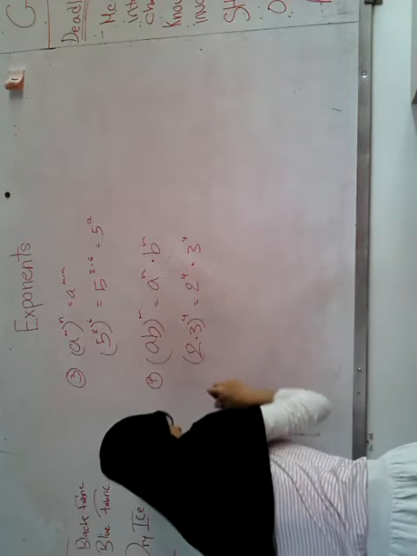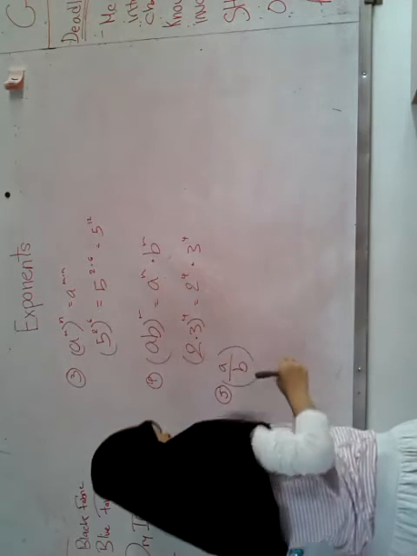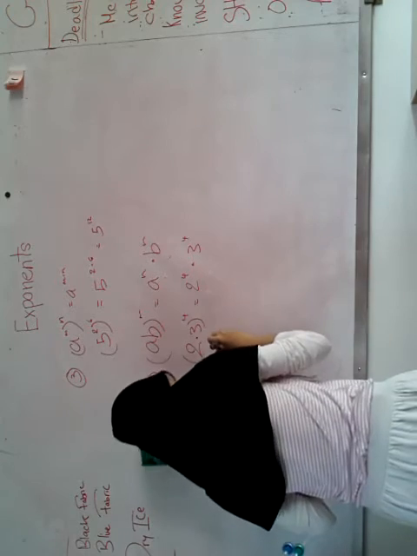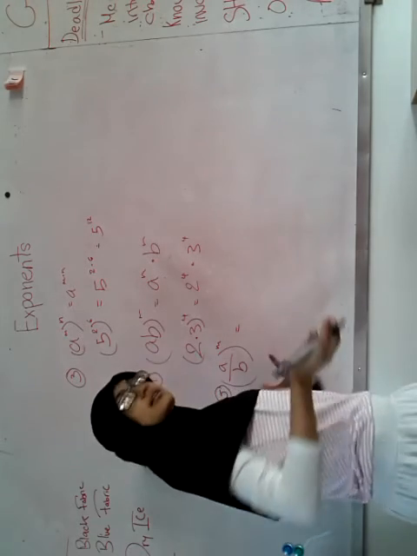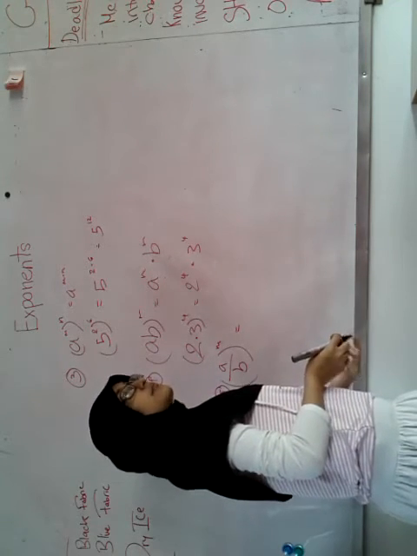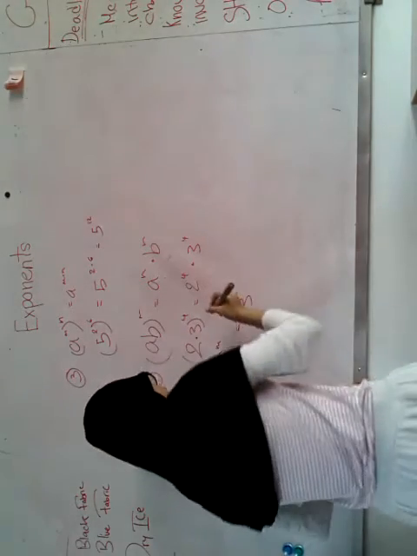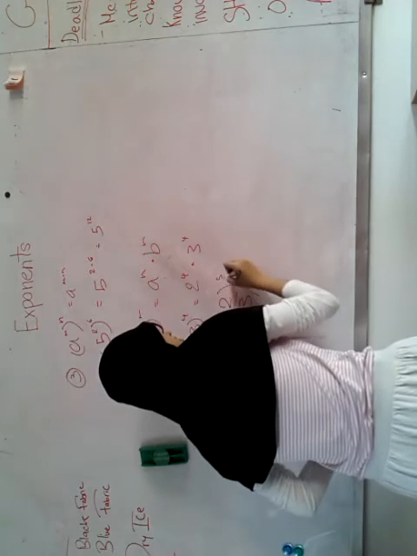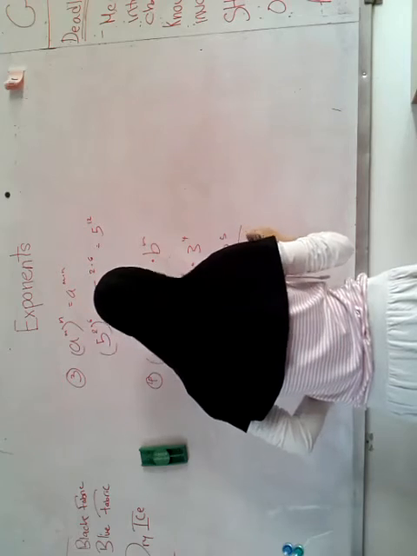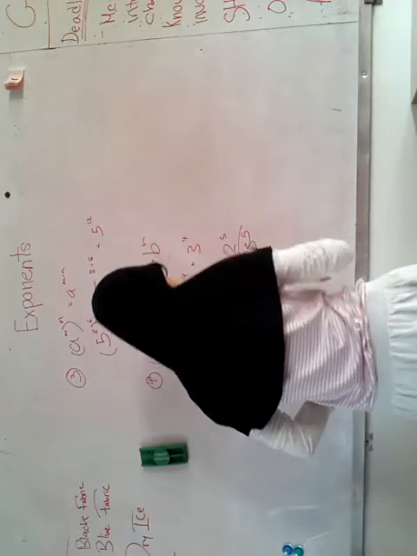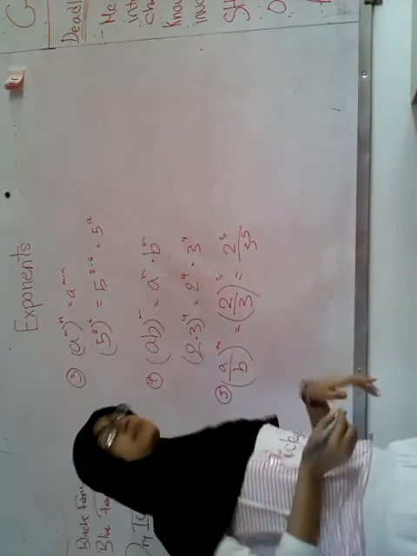Now the fifth one, (a/b) to the power of m. Let's make it an easy number: (2/3) to the power of 5. Now you distribute. It'll be 2 to the power of 5 over 3 to the power of 5. There, you don't have the same base, so you cannot evaluate the power.